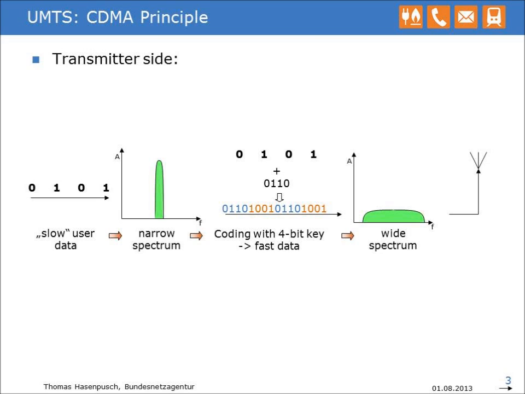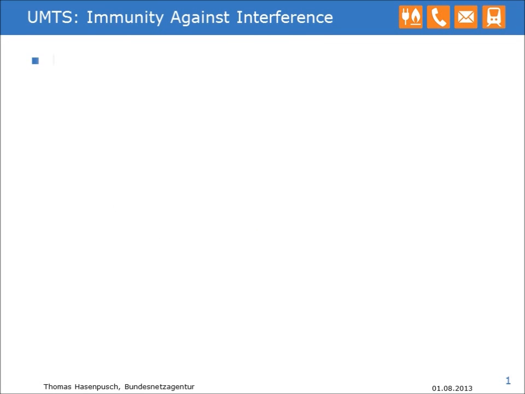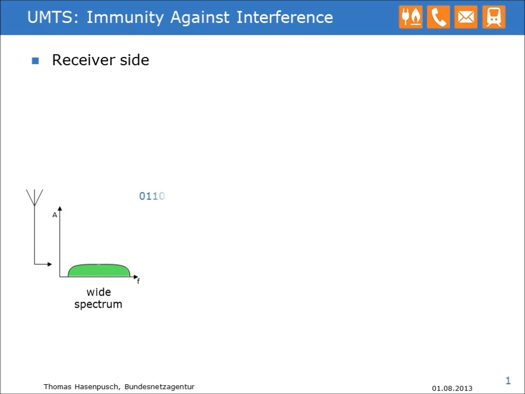So far, it does not look very logical that this increases the immunity against interference. But this becomes clear when we look at the receiver side. We receive the wide spectrum with the 20 bits, and that is decoded by applying the same process as on the transmitter. So each bit is added.